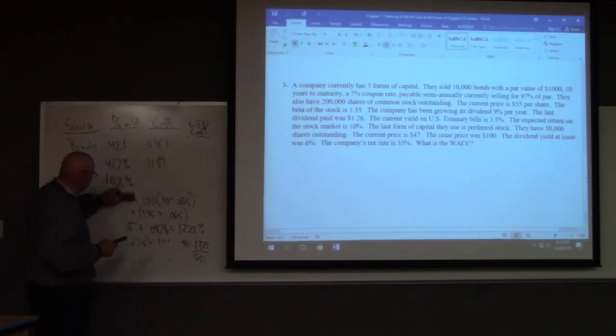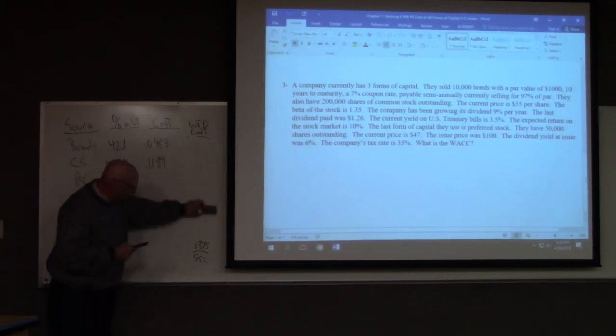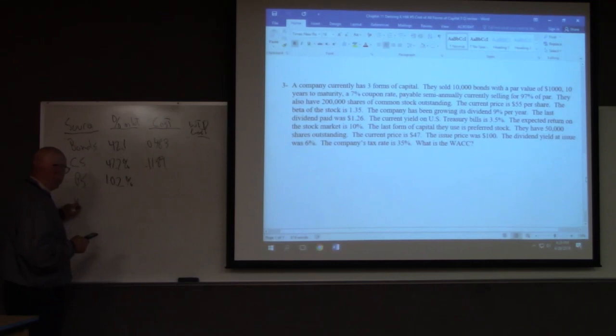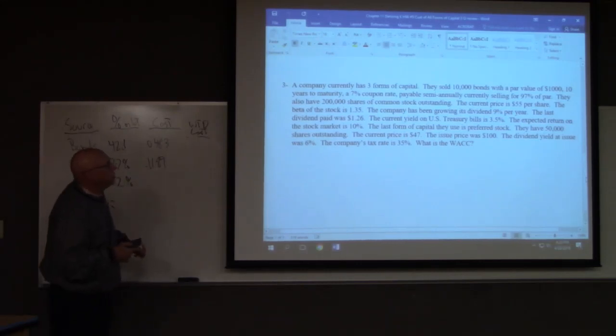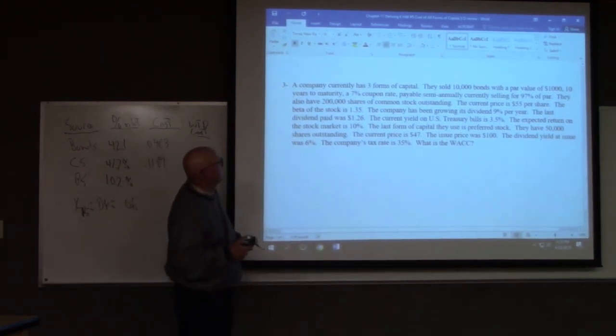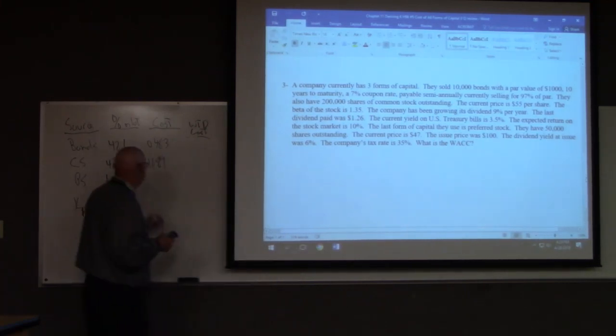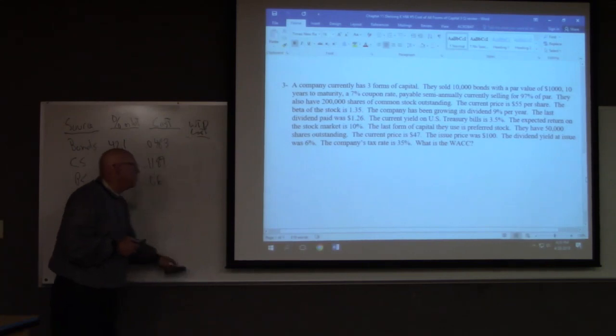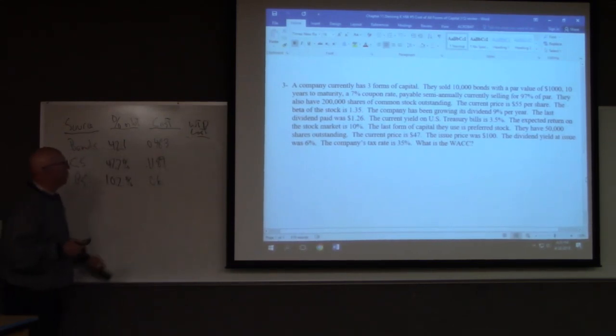All right, now let's find the cost of preferred stock. That's the easiest calculation we'll do. The cost of preferred stock is equal to the dividend yield. And the dividend yield is 6%. It says it right here. It just gives it to us. If we multiply 6 percent times 47, we get the actual dividend, but we don't need it. It's giving us the dividend yield, 0.06.